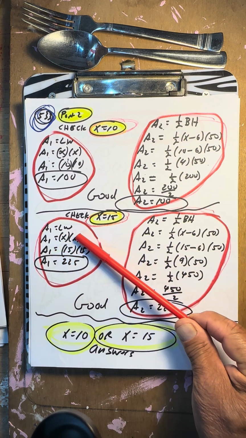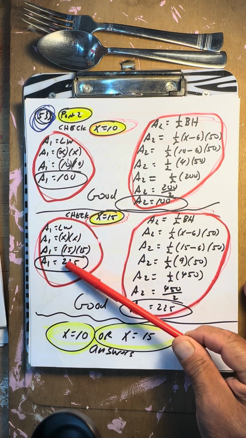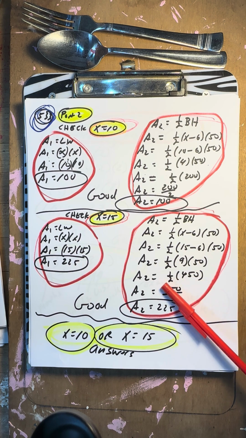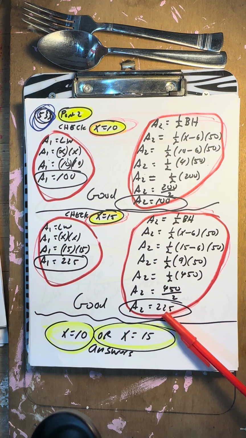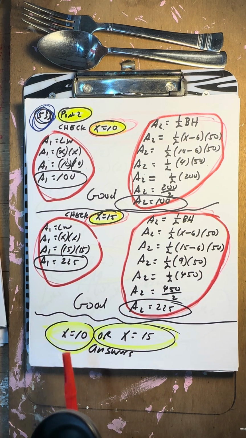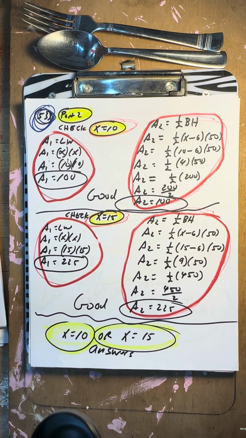15. 15 times 15 is 225. The square. Triangle, 1/2 base times height. So 15 minus that is 9. 9 times that is going to be 450. 450 divided by 2 is 225. Hey, it matches again. So it has two answers. x is 10. x is 15.